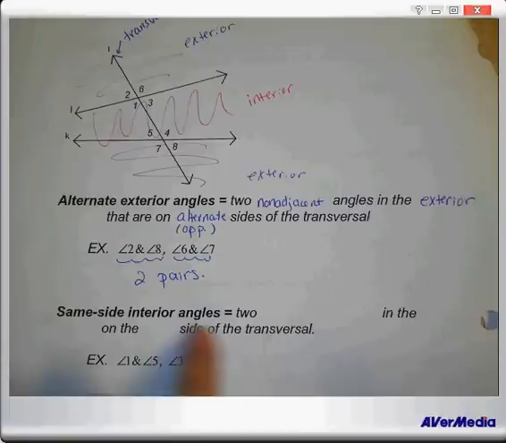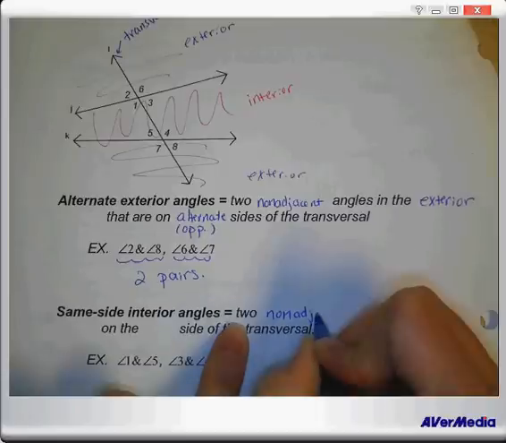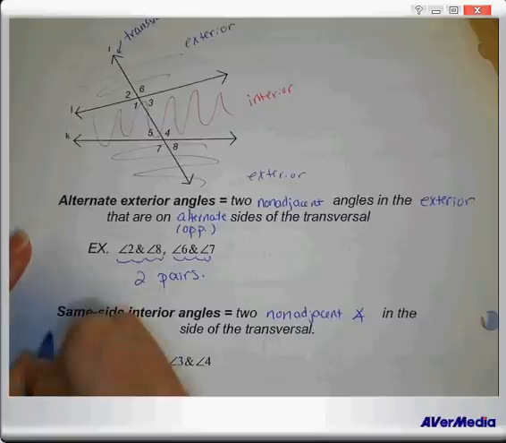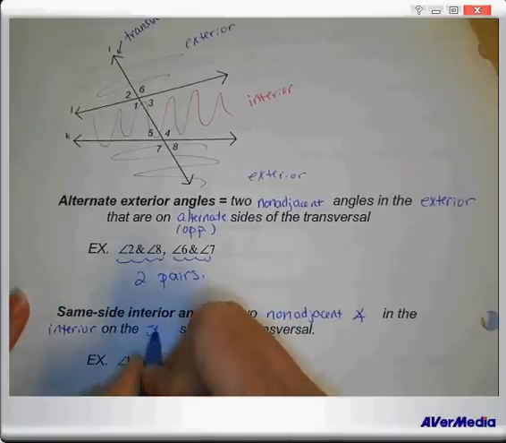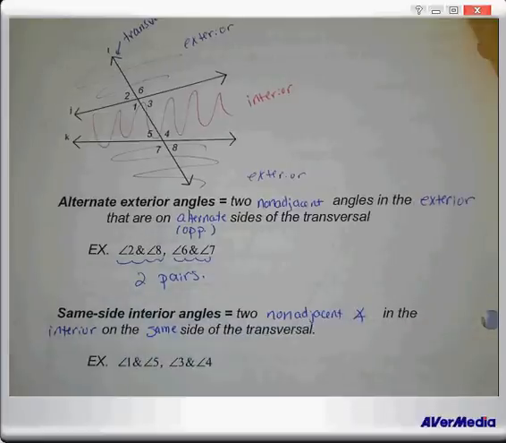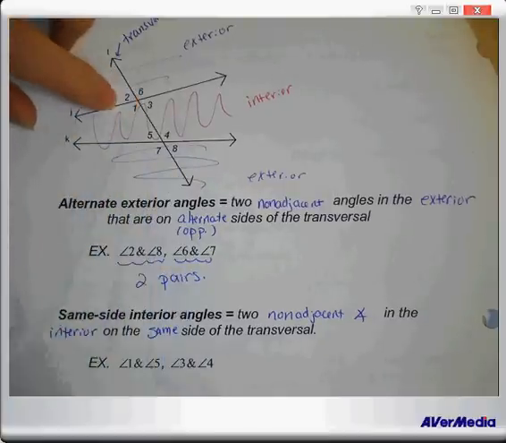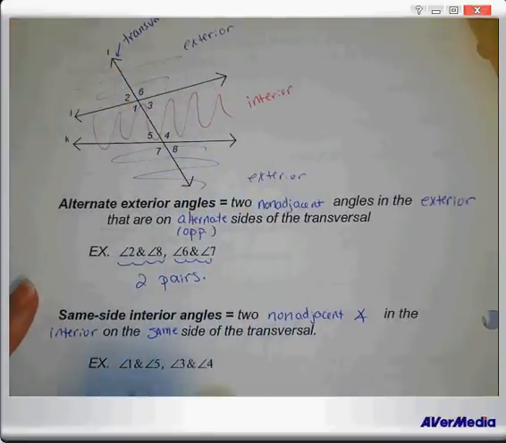So our definition for this are 2 non-adjacent angles again. They're going to be in the interior, and they're going to be on the same side of the transversal. So same side interior, that means 1 and 5 go together. They're on the same physical side. They're both on the left. 3 and 4 go together. They are physically together. So again, we get 2 pairs of these. So the name gives it away.